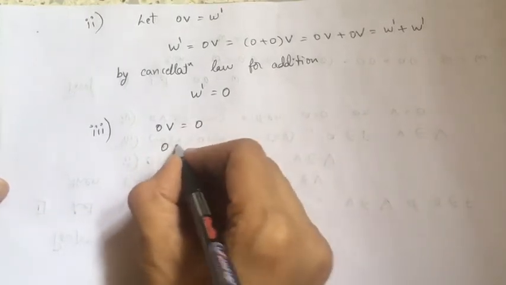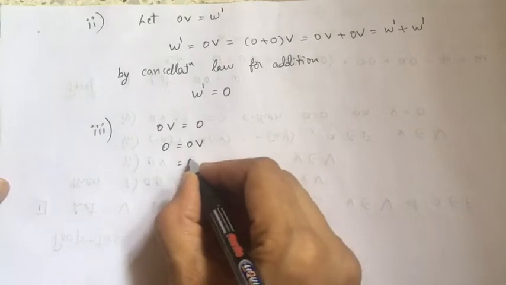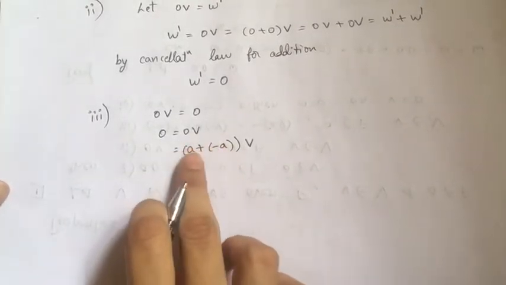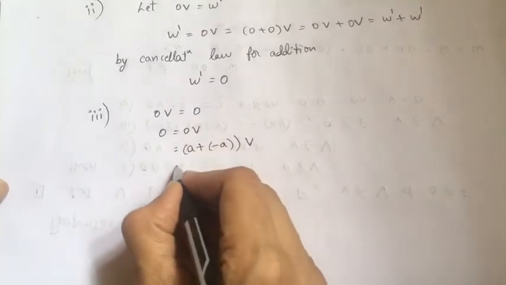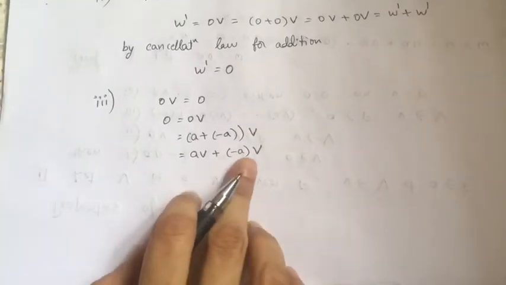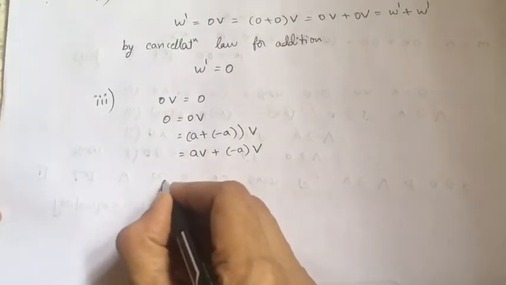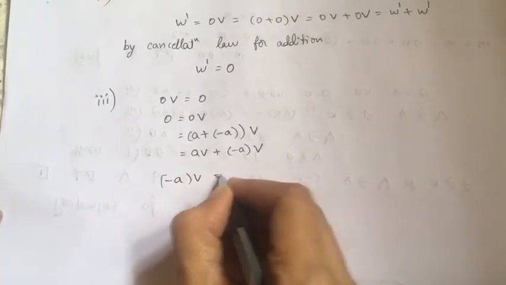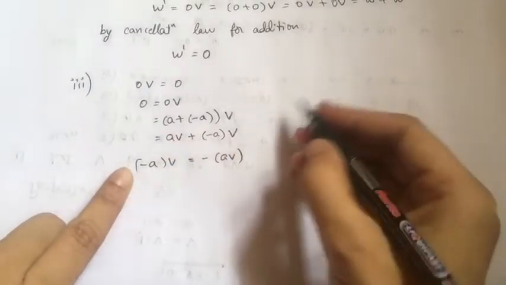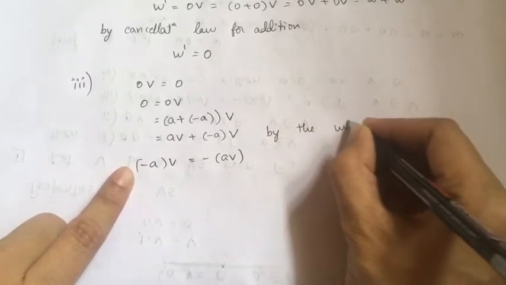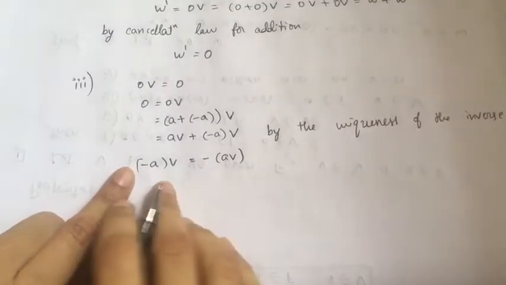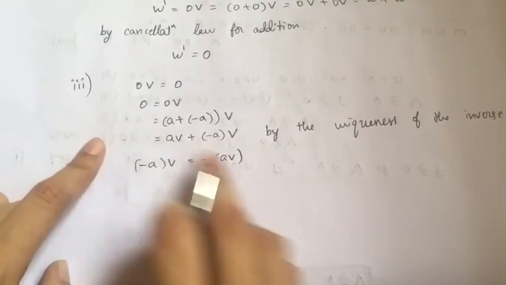Same as writing 0 into V, where 0 can be written as A plus minus of A into V. A plus, because by addition the minus A is the inverse of A. So this is same as writing A into V plus minus A into V. Now by the uniqueness of the inverse, I can say minus A of V is minus of AV.